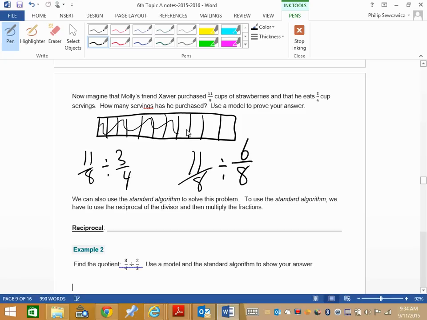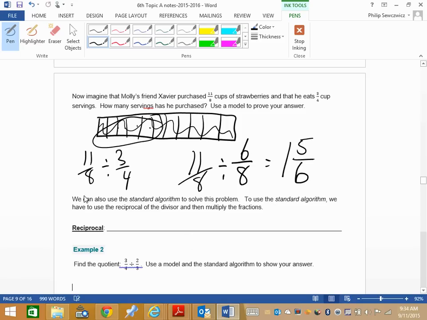Now again, we want all of them, so we want groups of 6. Each box is worth 1/8. So 1, 2, 3, 4, 5, 6. There's a group. 1, 2, 3, 4, 5. So I got one group and I had 5 pieces left over, but I was trying to put them in groups of 6s. Remember, 6 8s, groups of 6 there.